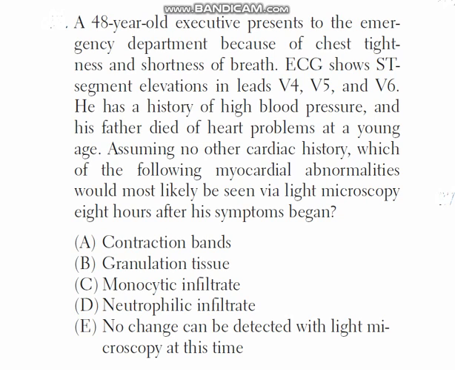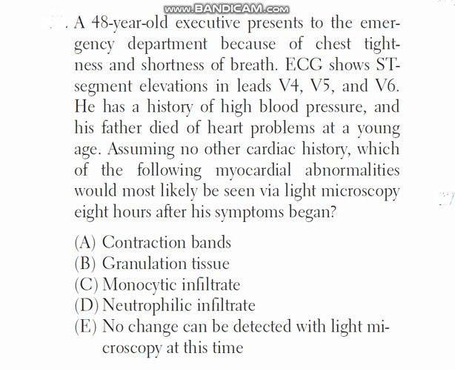A 48-year-old executive presents to the emergency department because of chest tightness and shortness of breath. ECG shows ST elevation in leads V4, V5 and V6. He has a history of high blood pressure and his father died of a cardiac problem at a young age. Assuming no other cardiac history, which of the following myocardial abnormalities would most likely be seen under the light microscope 8 hours after his symptoms begin?